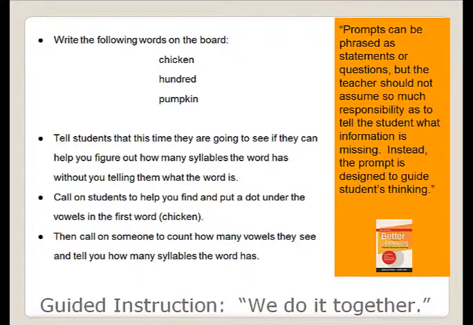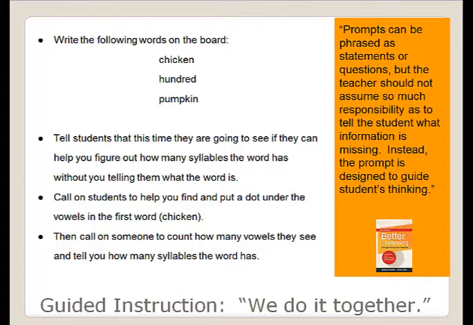Write the following words on the board: chicken, 100, and pumpkin. Tell students at this time they are going to see if they can help you figure out how many syllables the word has without you telling them what the word is. Call on students to help you find and put a dot under the vowels in the first word. Then call on someone to count how many vowels they see and tell you how many syllables the word has.